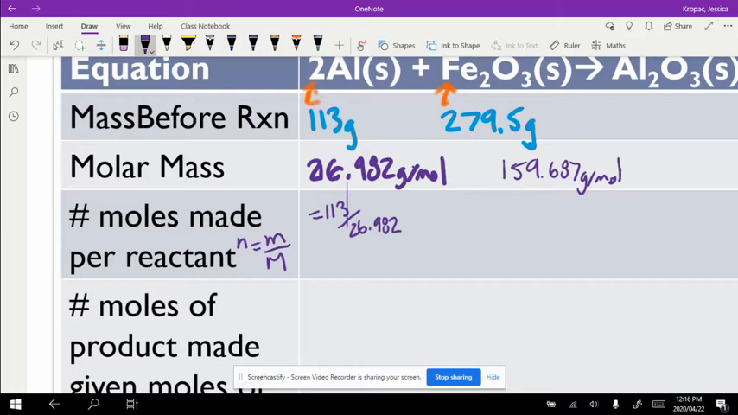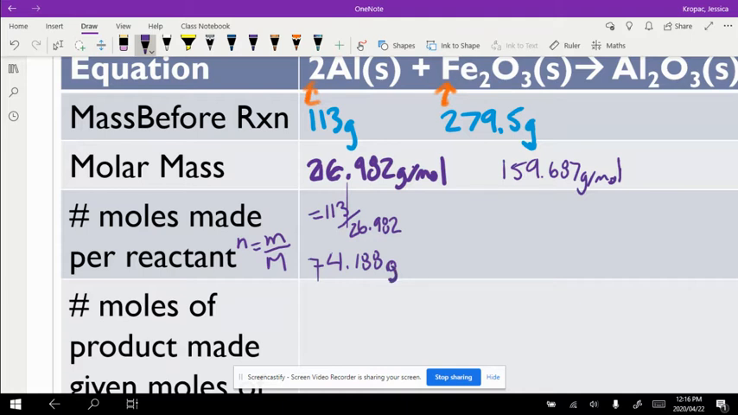So if I take 113 and divide it by 26.982, it's going to give me a grand total of, we're going to call it, 4.188. I'm going to keep 3 decimal places because in my molar mass, I had 3 decimal places. The unit for that is going to be in moles.